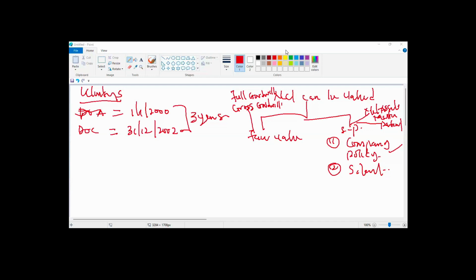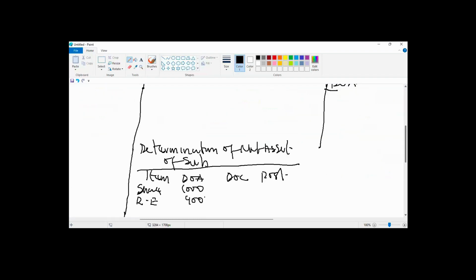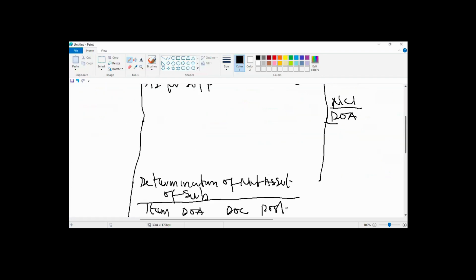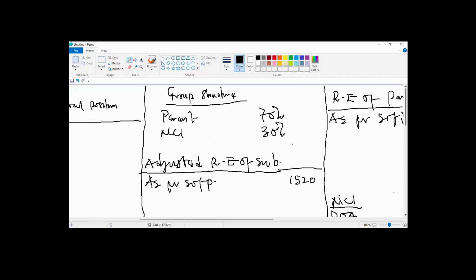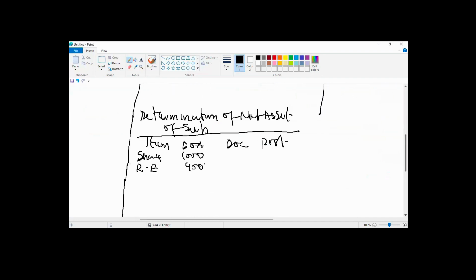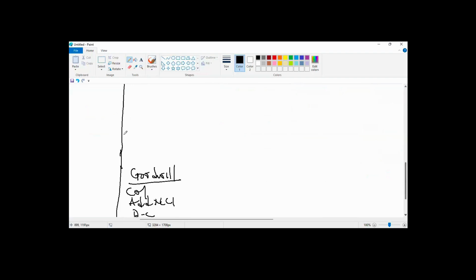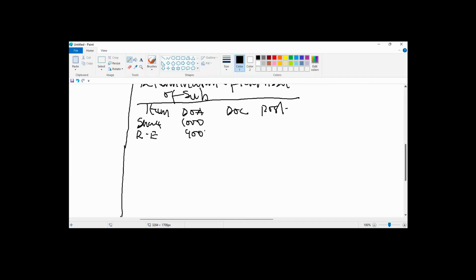In order not to forget in the exam, I'll quickly write it on the heading of the goodwill. I say you have to use share proportionate, so SP. Not to forget. That's it. I will now continue.